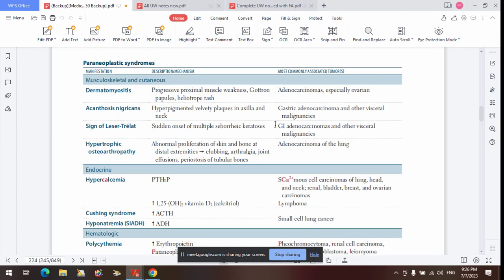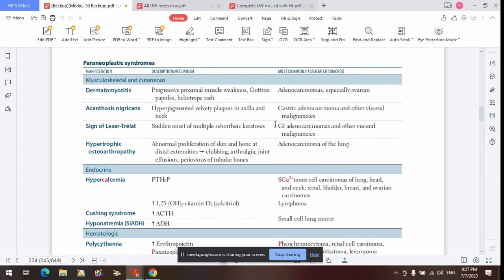So paraneoplastic syndrome just means somebody having a manifestation, either musculoskeletal, endocrine, hematologic, neurologic, in association with a cancer. So there's a cancer that is causing that change, and that change is distant from the cancer. That is a paraneoplastic manifestation. It can move across all the systems. So they can have musculoskeletal, cutaneous paraneoplastic changes.